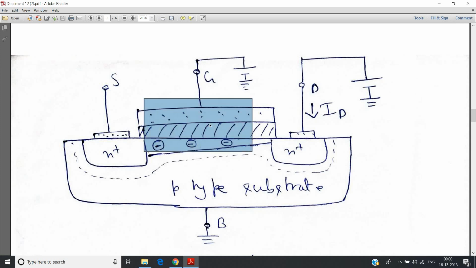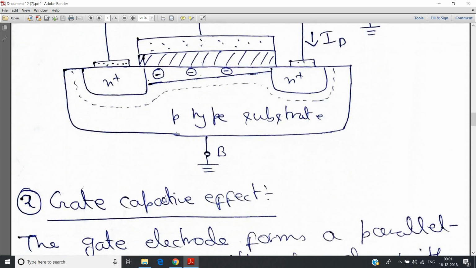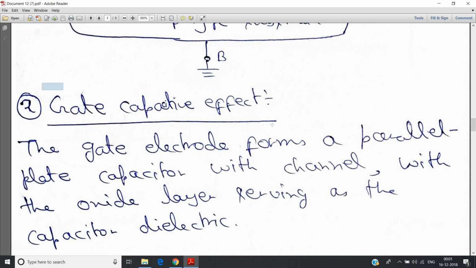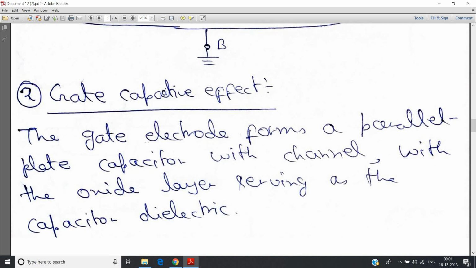So we can say here one capacitor forms. One plate is the gate electrode, another plate is the channel, and in between gate electrode and channel there is the oxide layer, which is basically acting like the depletion region of the capacitor. That's what I have written here. This capacitor is called the gate capacitive effect, or gate capacitor. So what is written? The gate electrode forms a parallel plate capacitor with the channel, with the oxide layer serving as the capacitor dielectric. Whatever I have explained, the same thing is written. Up to this, the concept is clear, right?